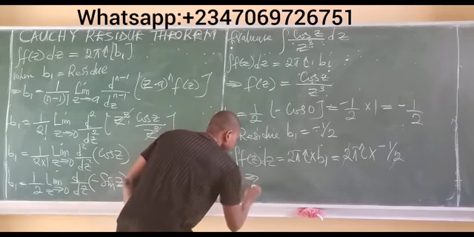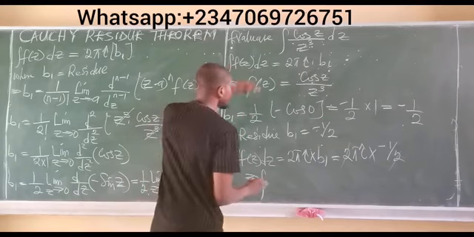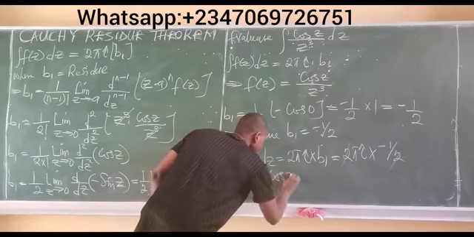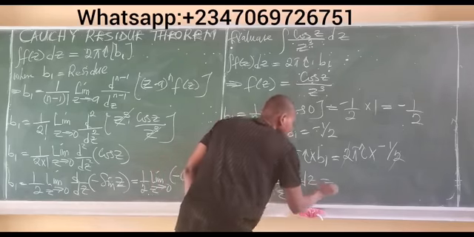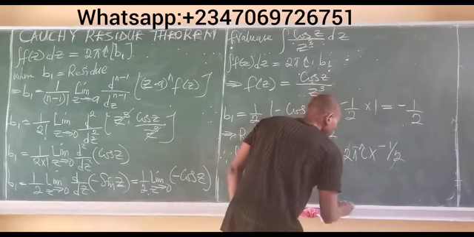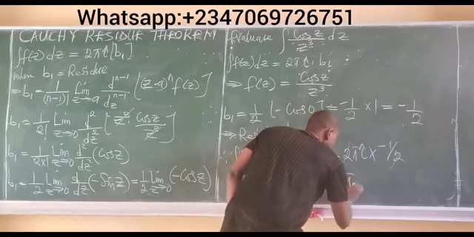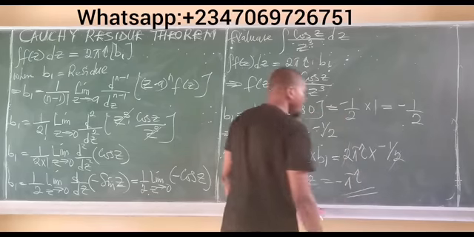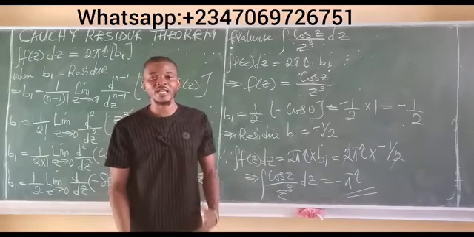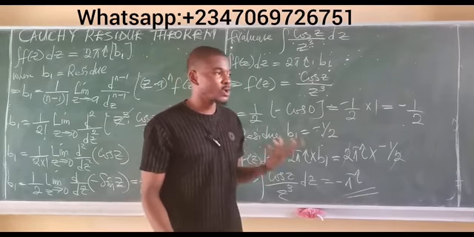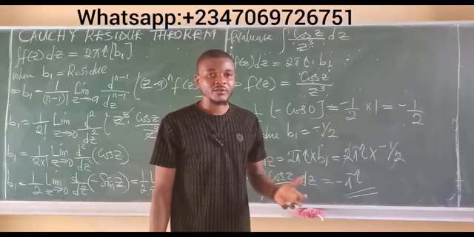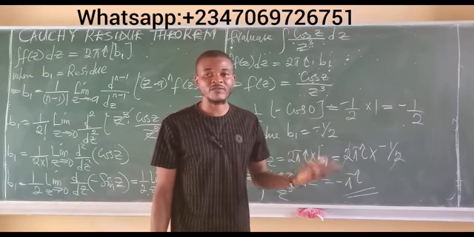This simply implies that the integral of the function cos z over z to the power of 3 times dz is simply equal to, I am simply left here with minus πi. And that becomes the answer to that given question. So that is how to apply the residue theorem to solving any integral of a complex variable.